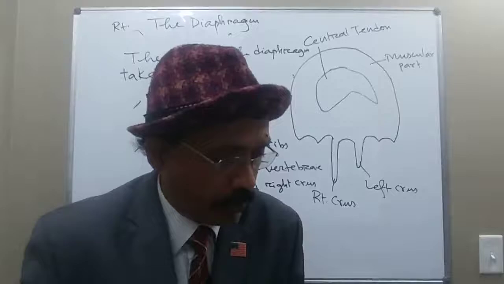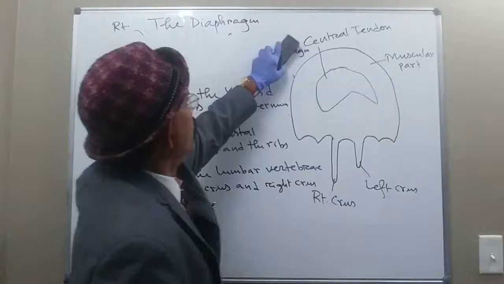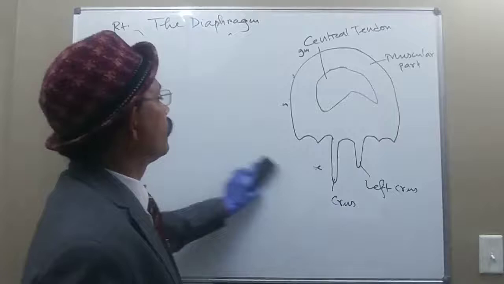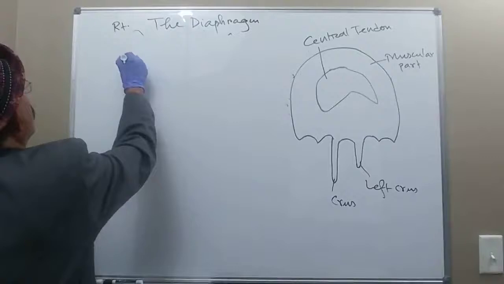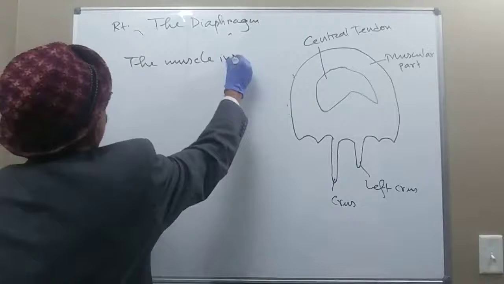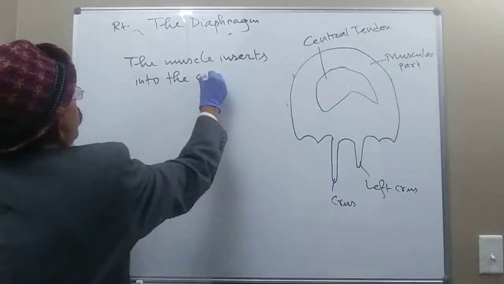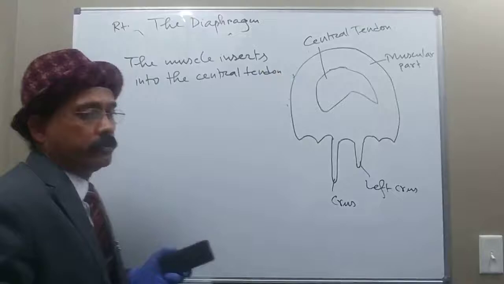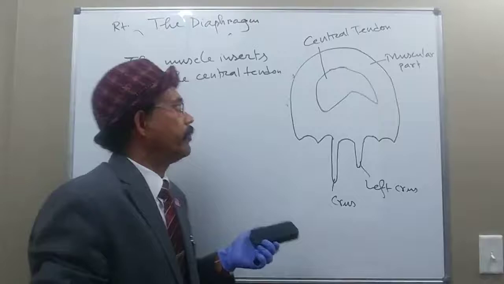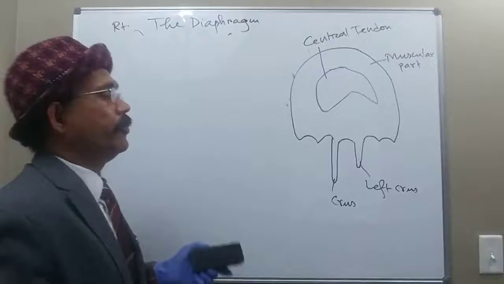Okay, we got the muscles. Muscular origin. Where do these muscles insert? These muscles insert into the central tendon. We got that? We got the origin of the diaphragm. Now we'll go to the origin of the muscles of the diaphragm and its insertion.